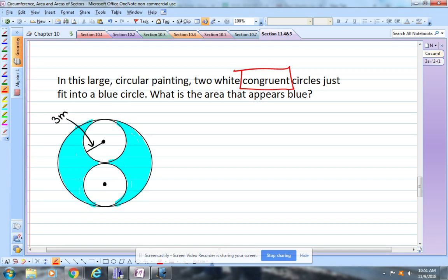Can I get the area of all my circles? Well, we know we can for the little circles because they told me they're congruent, so they're going to have equal radii. I like saying that word, radii. So let's go ahead and find the area of the little circles. It's going to be pi times 3 squared, so 9 times pi.